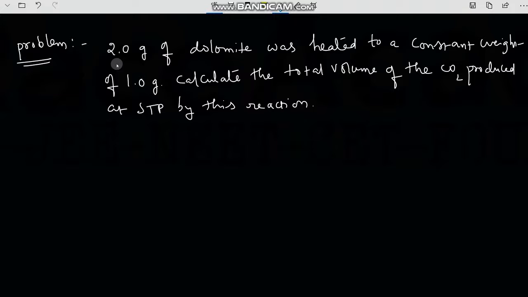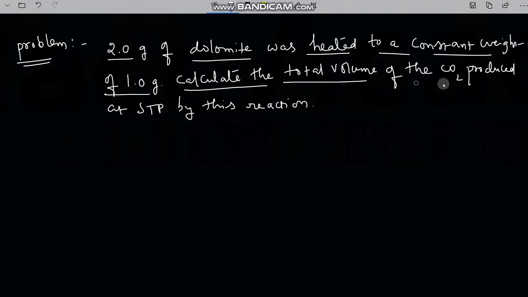Let us see the next problem. 2.0 grams of dolomite was heated to a constant weight of 1.0 grams. Then calculate the total volume of CO2 produced at STP by this reaction.